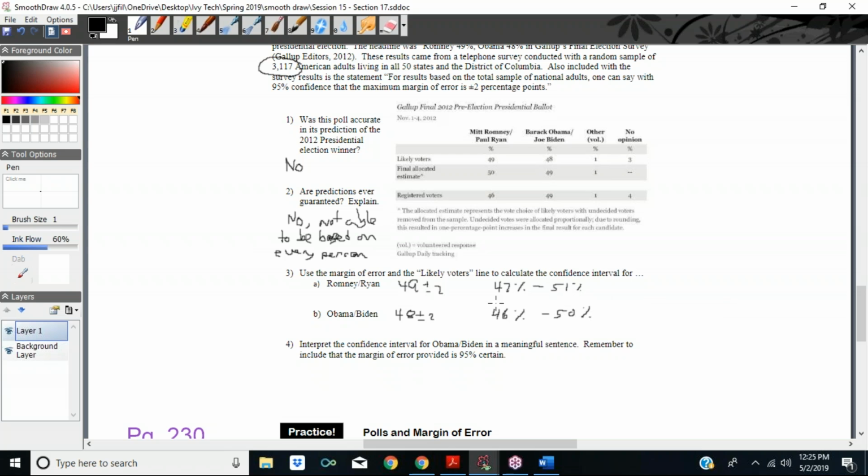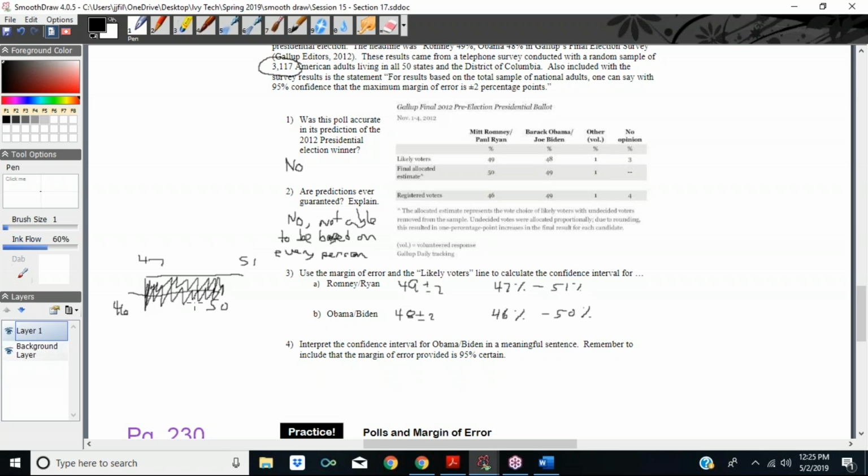You see that there's some overlap there. Like here's 46, here's 50, 47 to 51. So all this in here is overlap. So you can't tell who the winner is going to be because they're within the margin of error of each other.